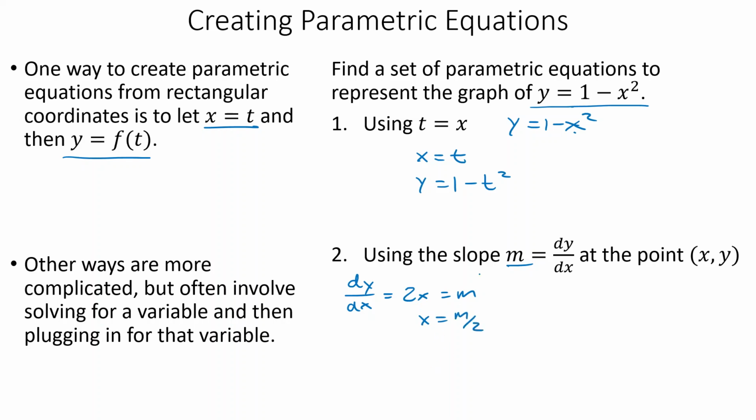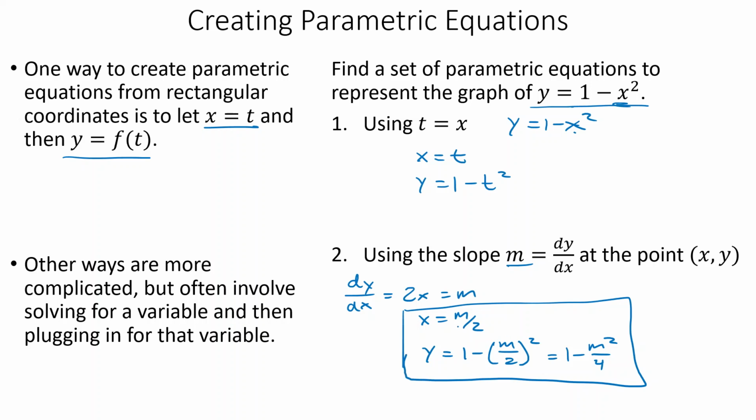Now, what's y going to equal? Well, y is going to equal this equation, 1 minus, and then we plug in m over 2 for x. So we get 1 minus m squared over 4 for our other equation. So these are now our equations, and we're using m instead of t. No big deal. If you want to switch to t, you could say x equals t over 2 and y equals 1 minus t squared over 4. That would still get you the exact same equation, but it wouldn't be in terms of the slope that we wanted. But again, these would be the same equations.